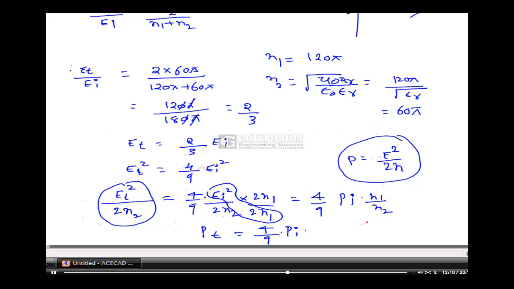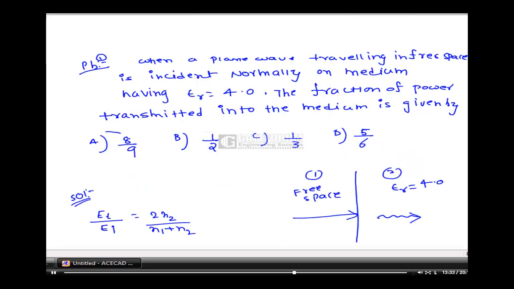So eta 1 by eta 2 is nothing but how much? 120 pi by 60 pi, which is 2, so it is 8 by 9 of the power incident. So the power transmitted is 8 by 9 of the power incident. The fraction of power transmitted into the medium is 8 by 9. So which one is correct? Option A is correct. So like this we can solve this problem. Otherwise, we can solve this problem in another way also.